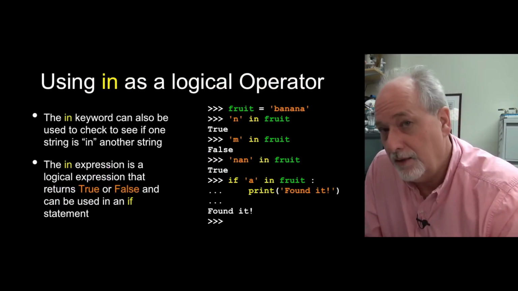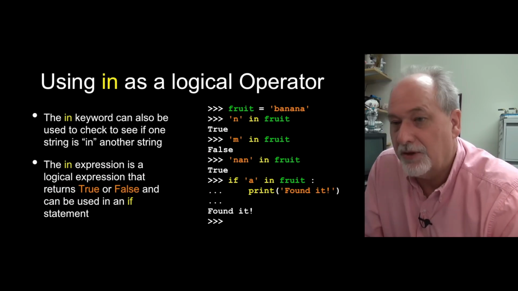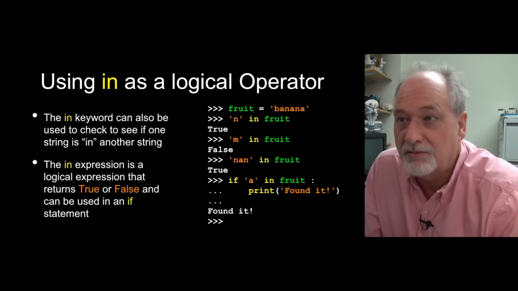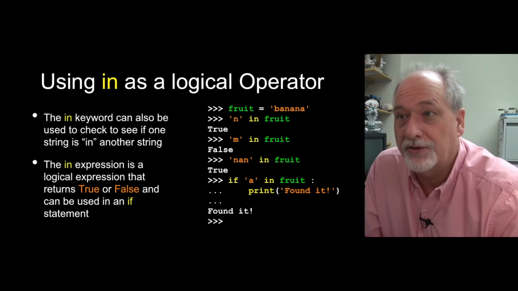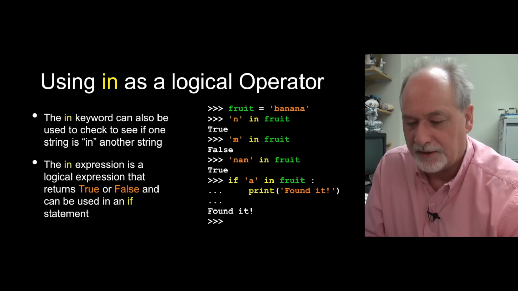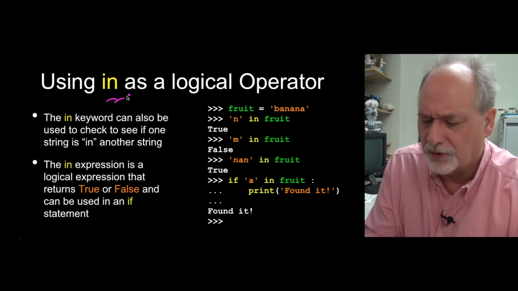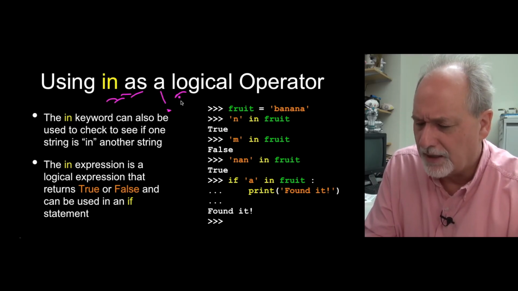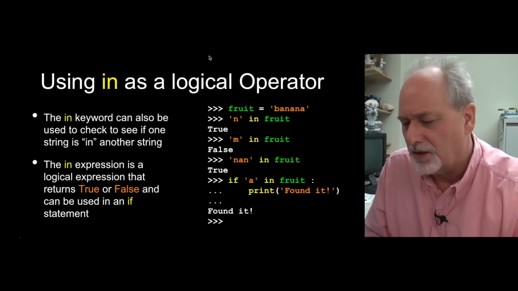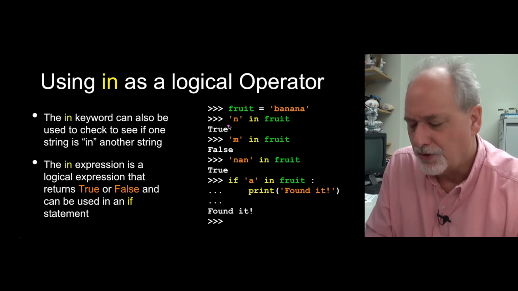We can use in differently as a logical operator. We're using it as an iteration structure in for loops, but we can also use it as a logical operator in if statements. So it's kind of like double equals or not equals or less than or equals. It's like those guys, and so it returns a true or a false.